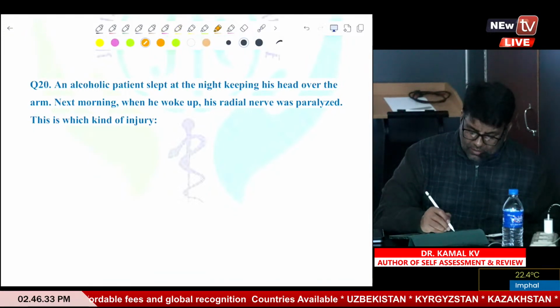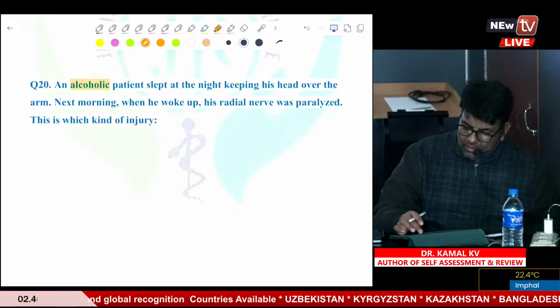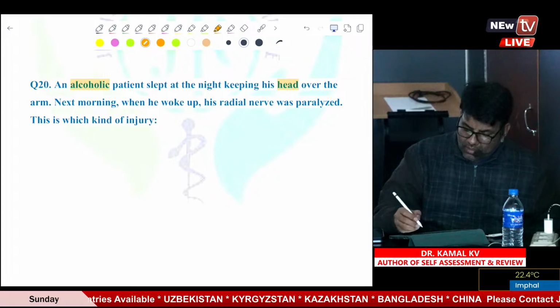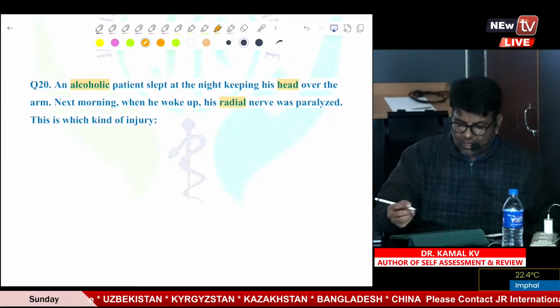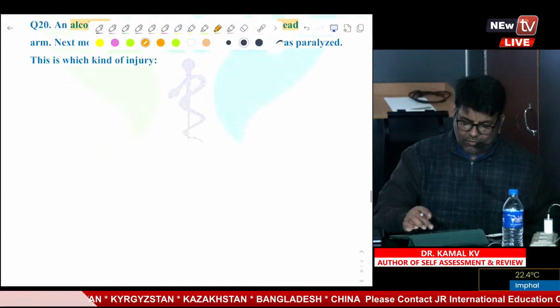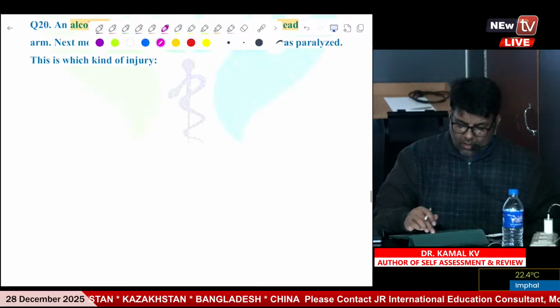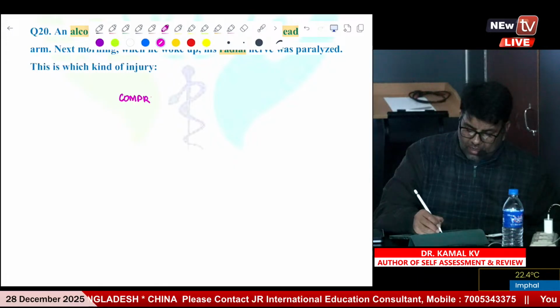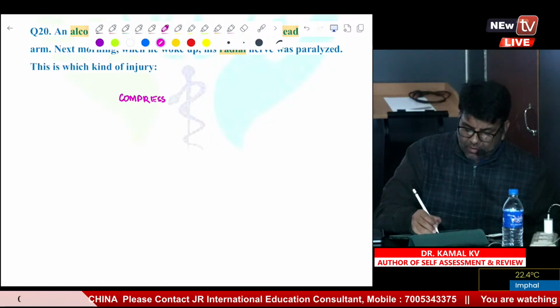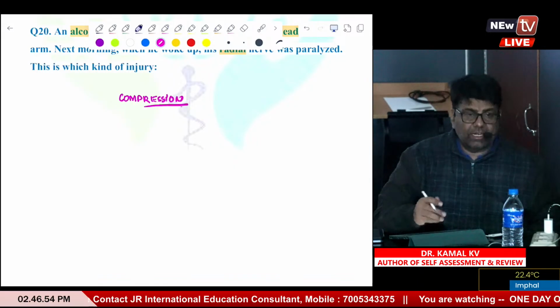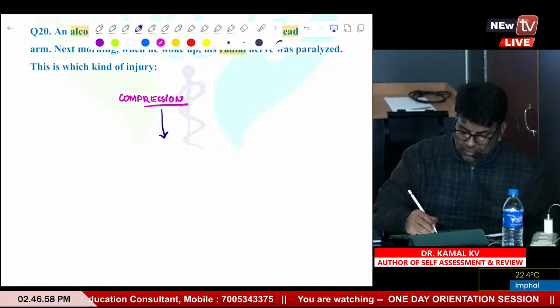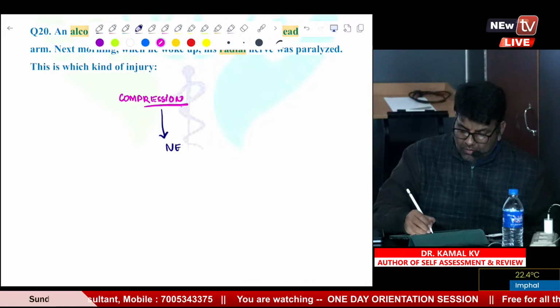Alcoholic patient has slept keeping his head over his arm. Next morning he found that his radial nerve is gone. This is which kind of injury? Now here, what is the mechanism of injury? There is compression. Compression can lead to some disturbance in the conduction. So this is neurapraxia. What is this?